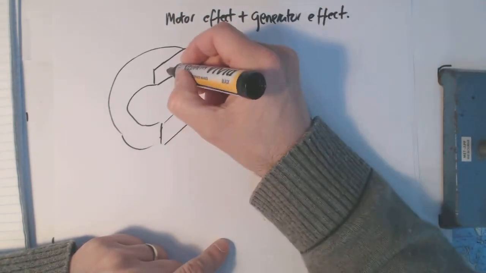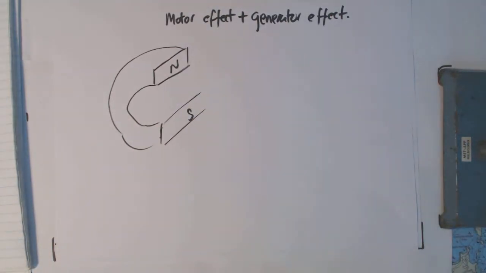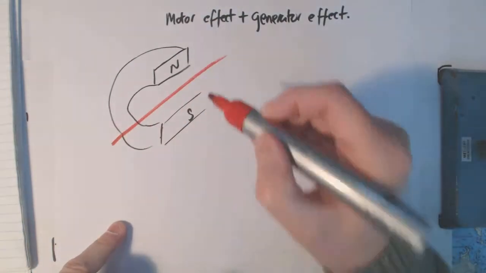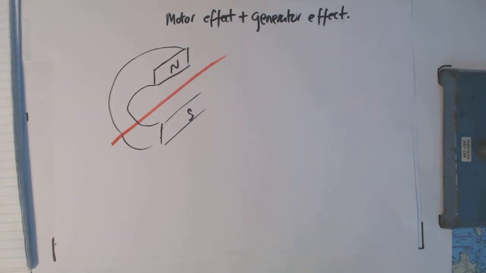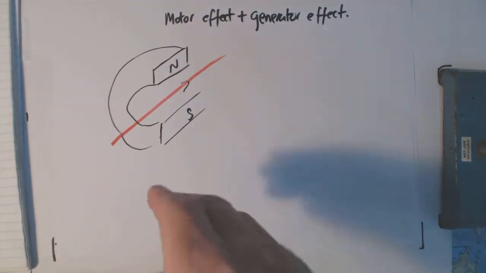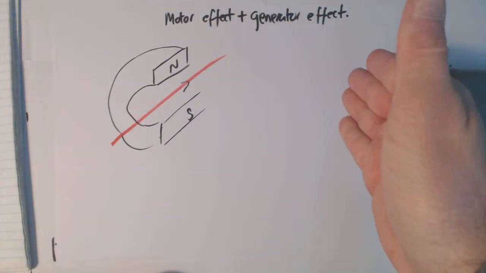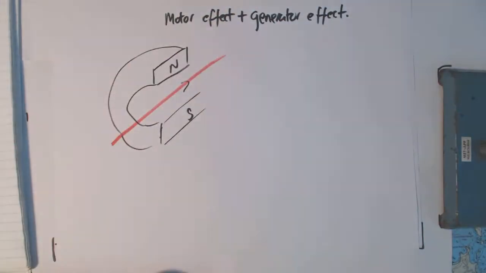So we just got a magnet. That's north, that's south. Got a wire running through it. We'll do a wire in red like we did before. Now, motor effect, we said we need a current flowing through it. So if I put my current going that way, the question we're asking ourselves is, which way will the force be? So our field is down, north to south. Our current is that way. Our force is going to be in the direction that way.